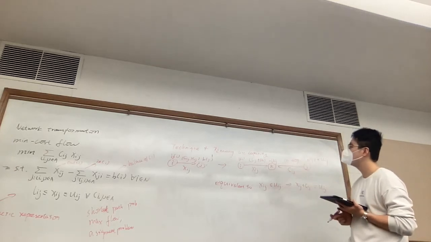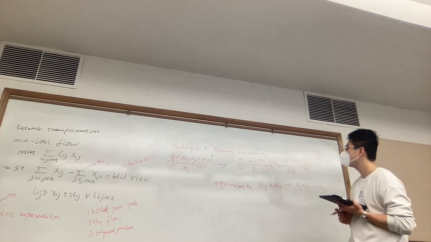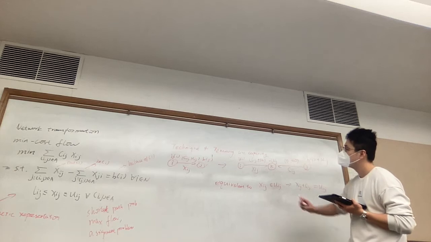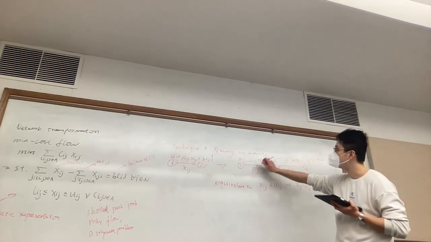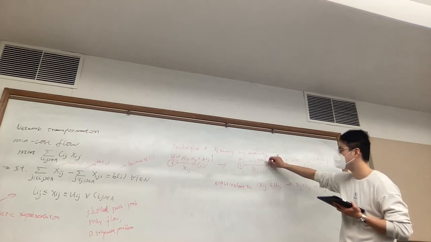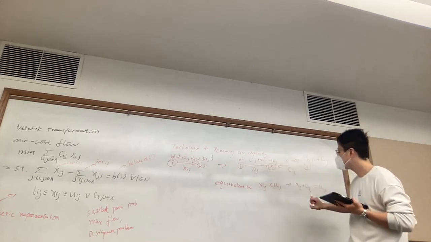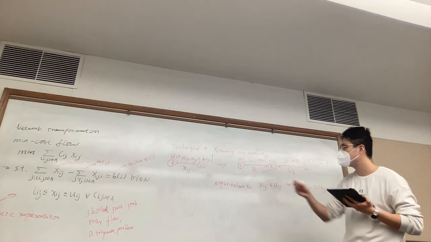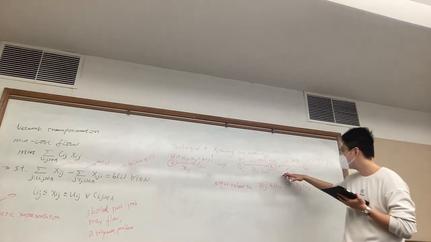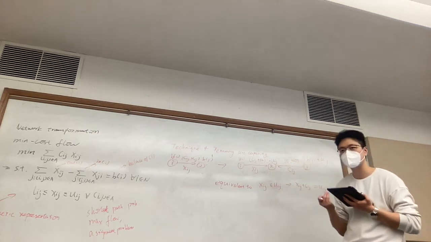So if you want me to interpret this, what I can say is that now the xij has no upper bound. It can be any positive value. It can be any value. And xij means how much i gives to j, and sij means how much j returns to i.